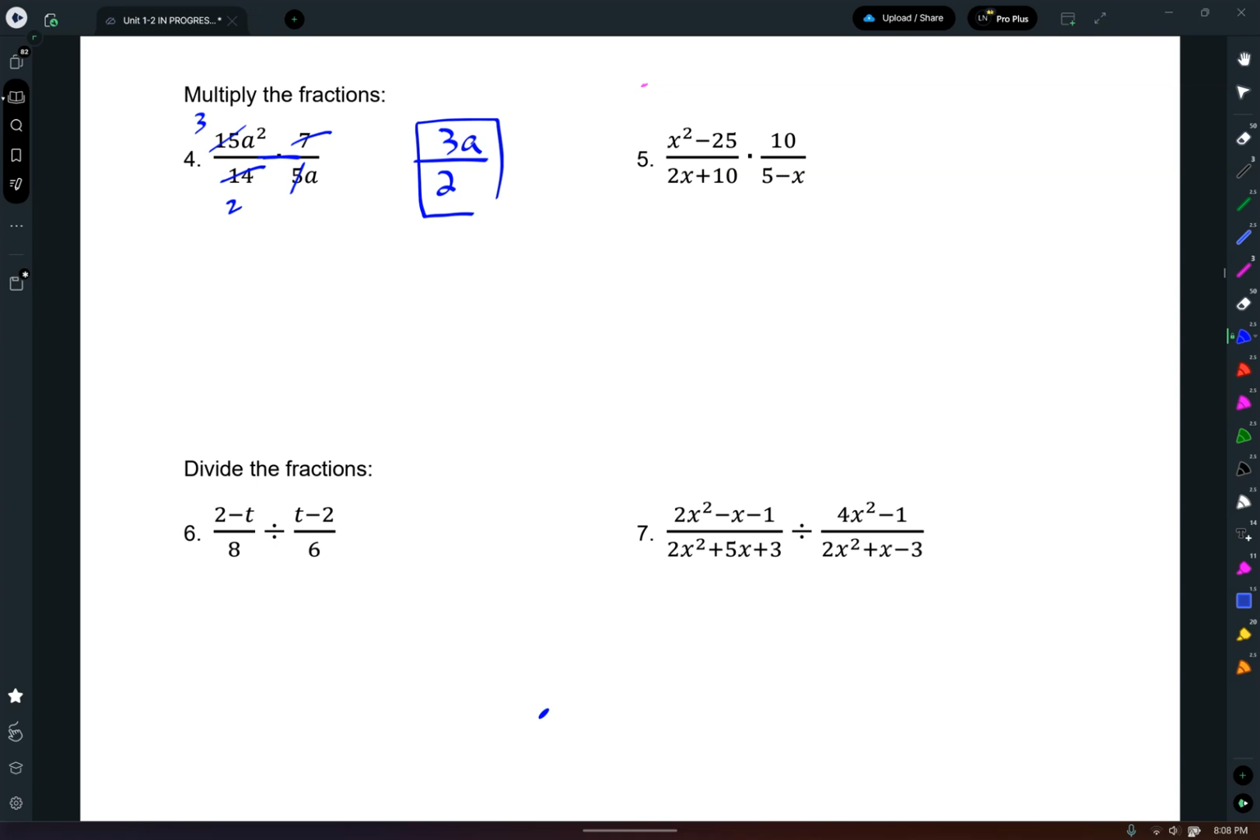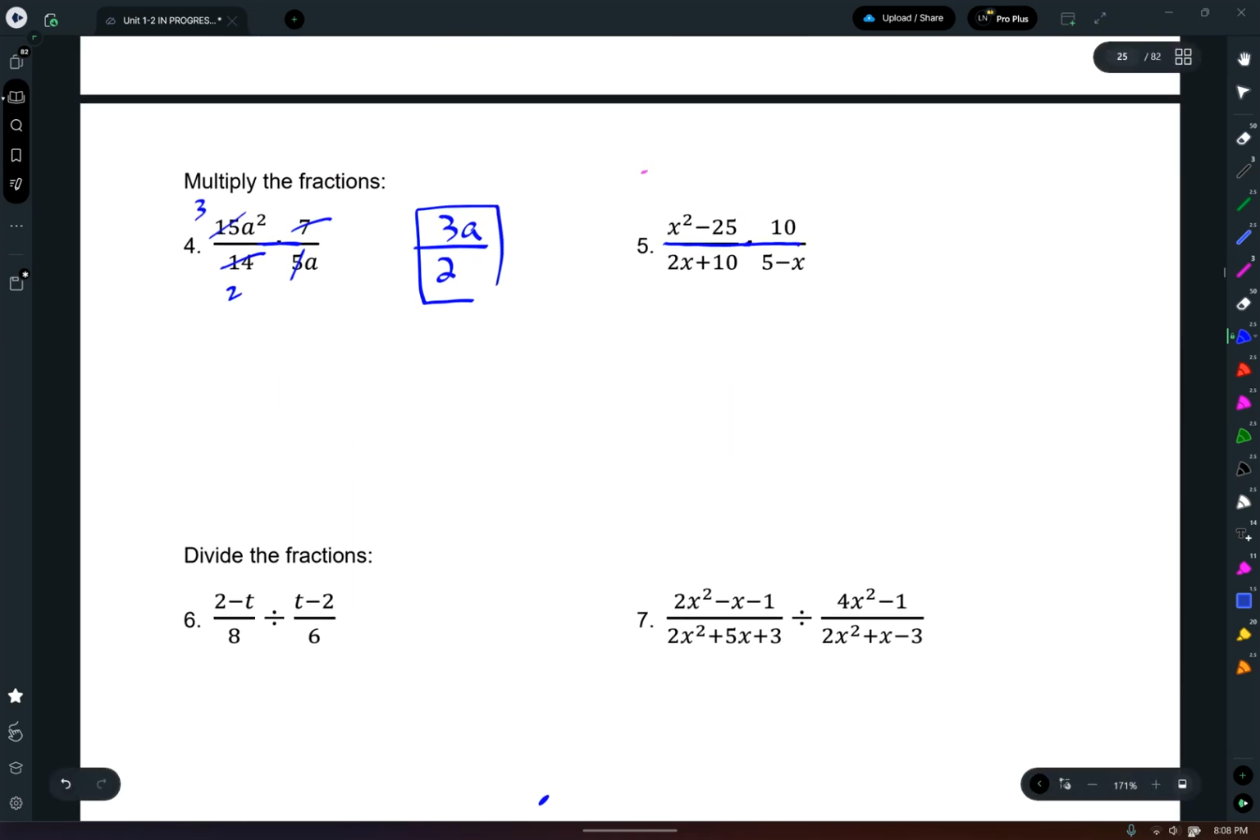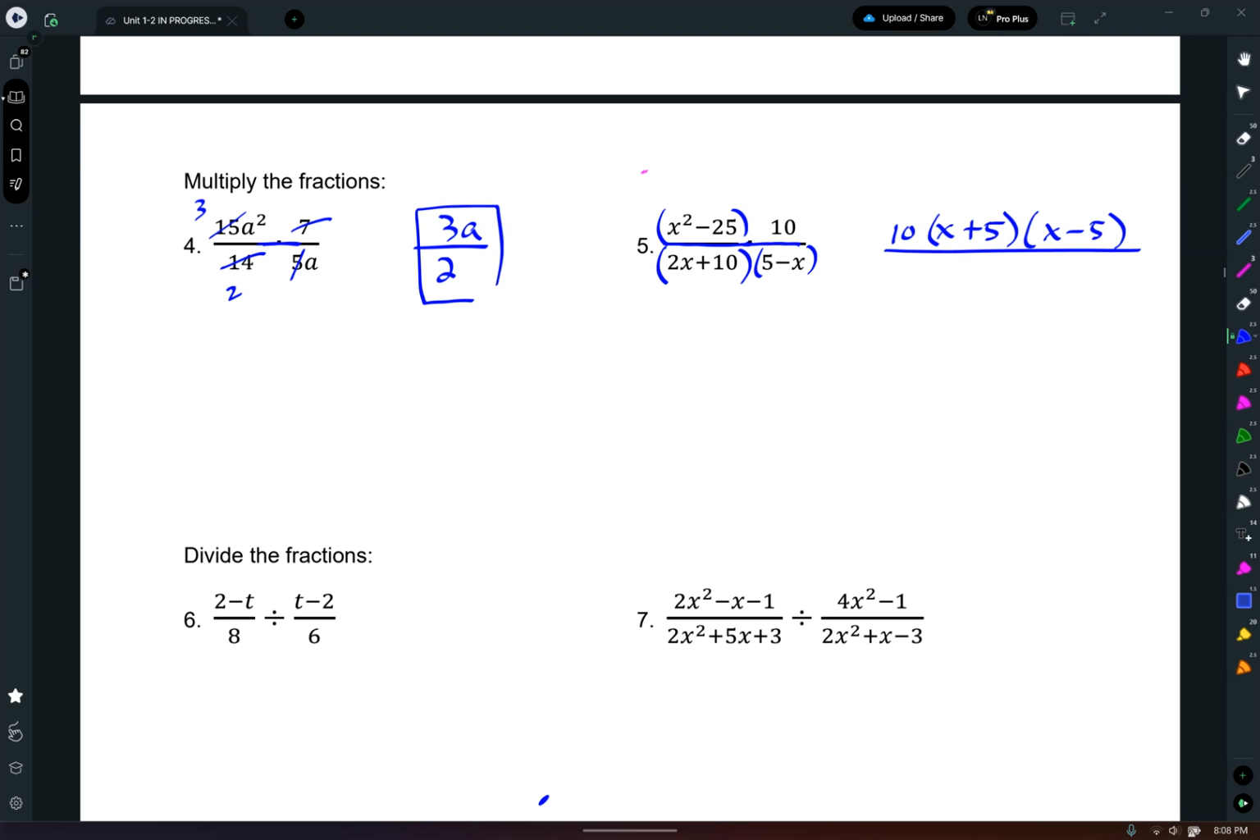Okay, again, because it's multiplication, I can think of it as a big giant fraction. But there's like an implied parenthesis here. So the first thing I need to do is make sure everything is completely factored. So on top, I'm going to keep the 10 as is, but then I'm going to factor the difference of squares, x plus 5, x minus 5. In the denominator, I'm going to take out a common factor of 2, giving me an x plus 5, and then that 5 minus x I'll leave alone.